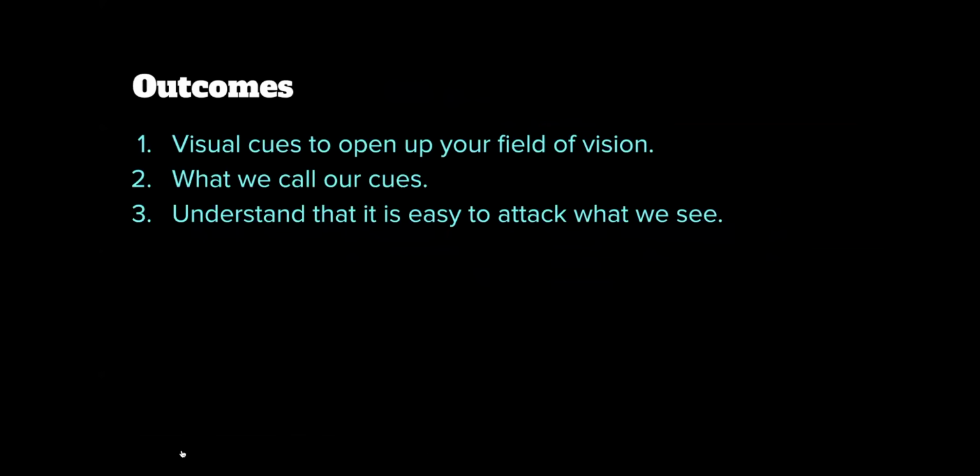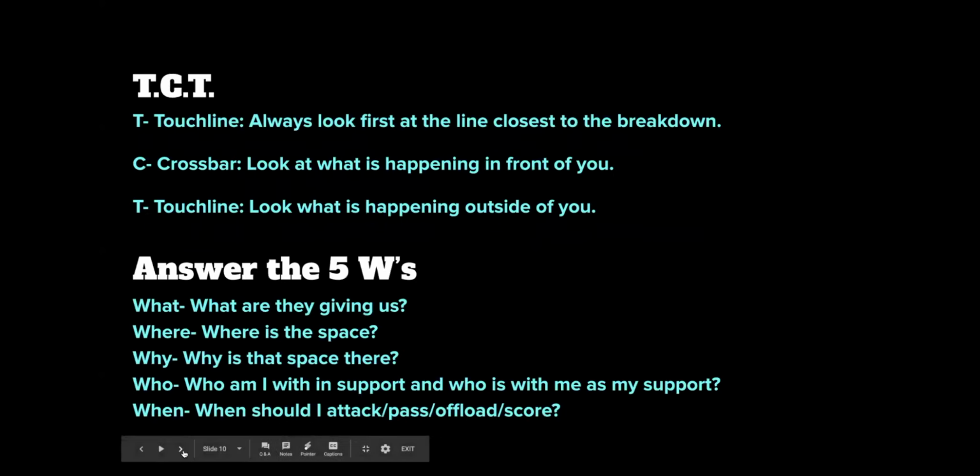So we want to make sure that we understand the acronym that we're going to use and understand that it is easy to attack what we see. So TCT is the acronym that we're going to use here. T stands for touchline. Your first touchline should always be the line that is closest to the ruck. So if it's on the right side of the field, your first T should be looking in at that ruck, painting the picture of what's happening in that ruck, and then moving out.